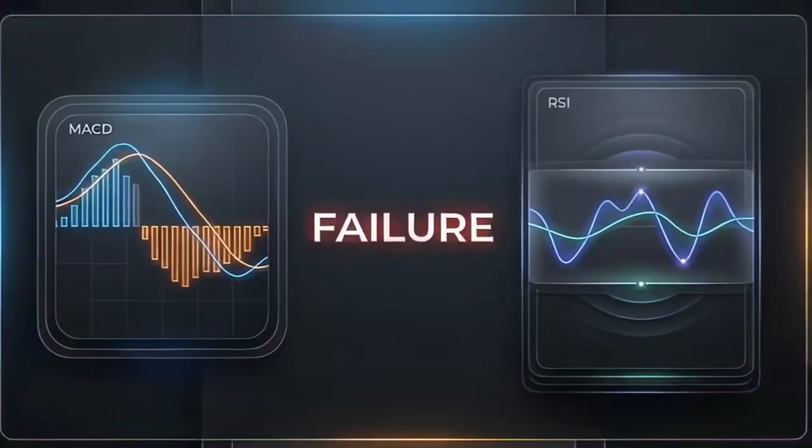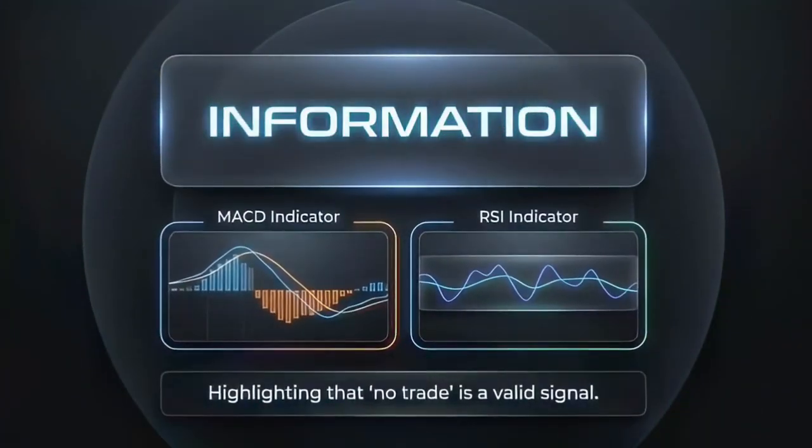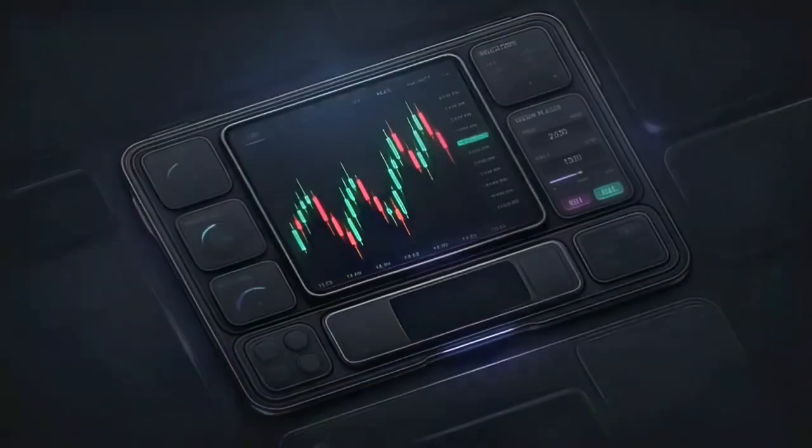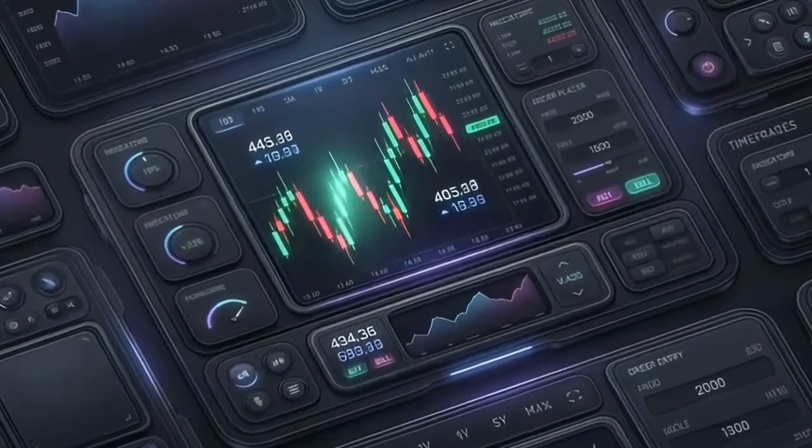And when your two indicators disagree, that is not a failure of your system. That is your system working. The disagreement is the information. Test every rule here on your own charts before you risk anything on it.